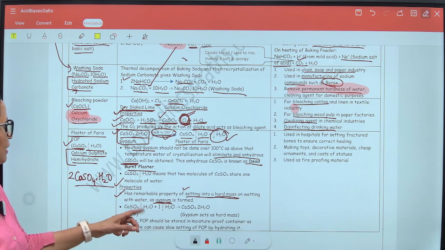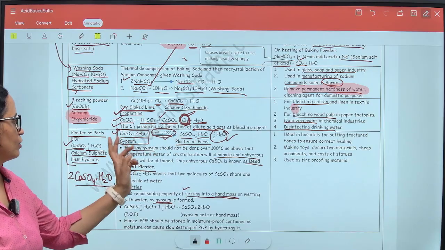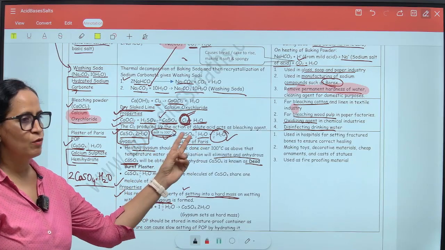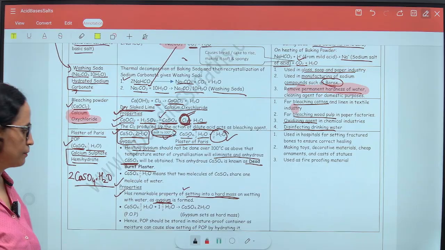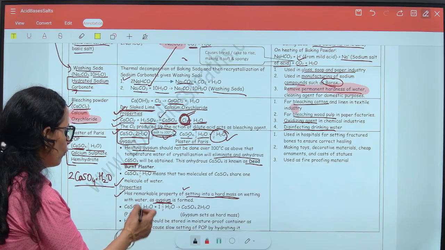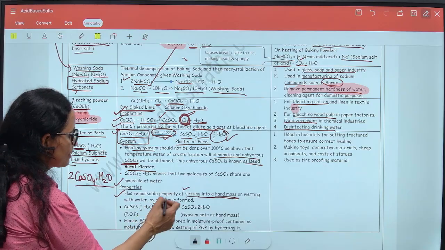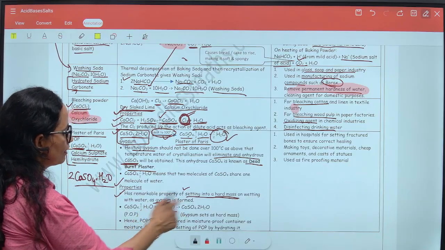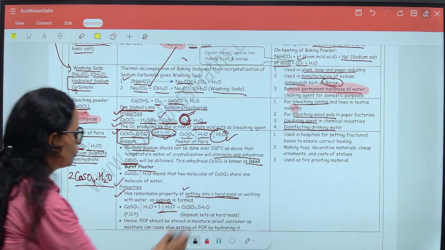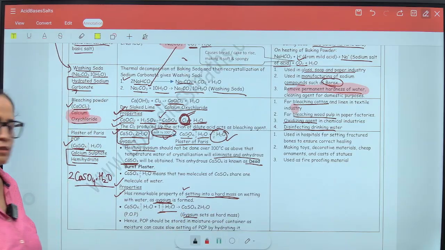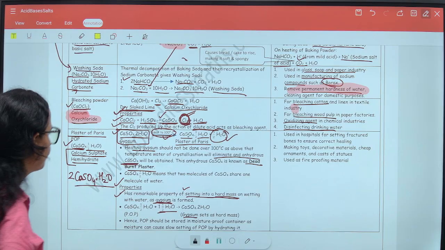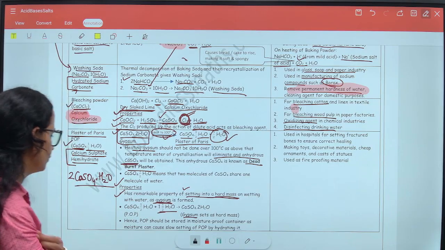So this was created because of the reverse of this reaction. You can say plaster of Paris was hydrated to create gypsum here now. So CaSO4.half H2O plus 1.5 molecules of water gives CaSO4.2H2O. Gypsum that sets as a hard mass for curing plaster, for setting the bones, fractured bones, right?